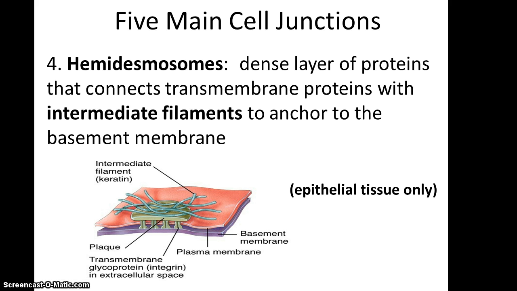Four is the hemidesmosomes. This actually is an example of cells contacting something other than other cells. So again, you have the dense layer of proteins that connect transmembrane proteins with the intermediate filaments, but in this case it anchors epithelial tissue to the basement membrane, which is found at the base layer of all epithelial tissues.